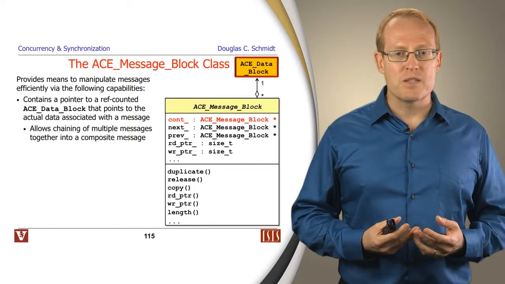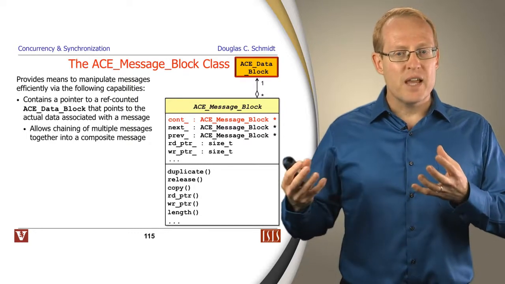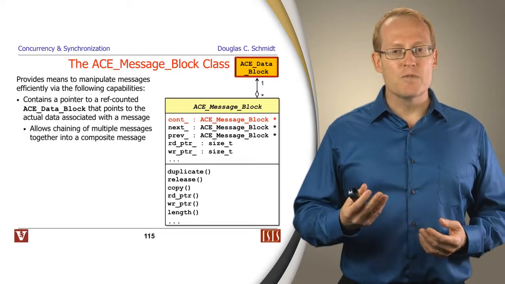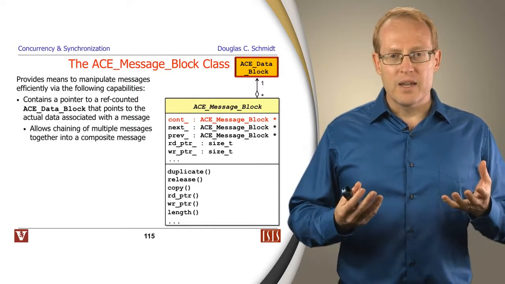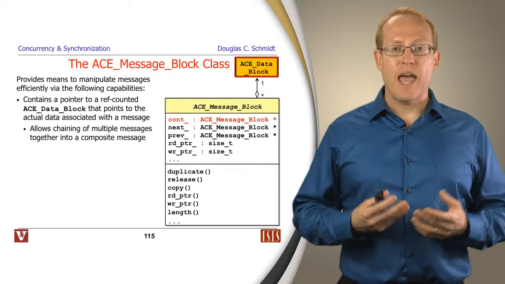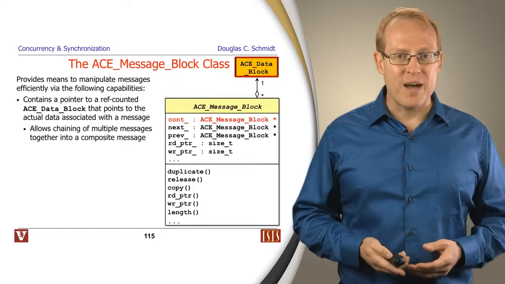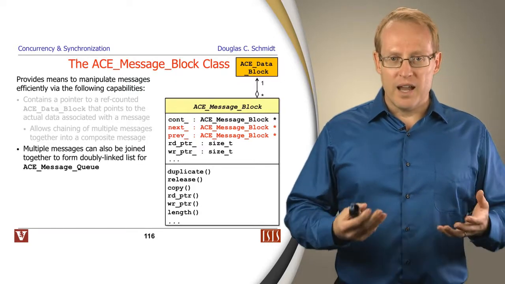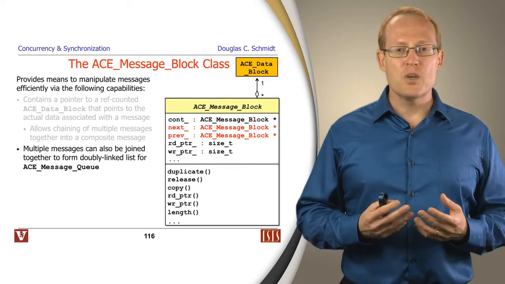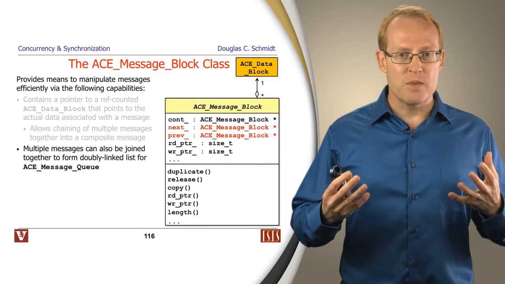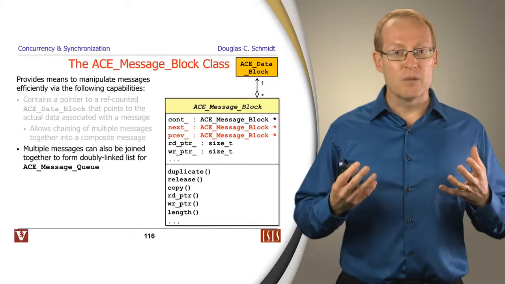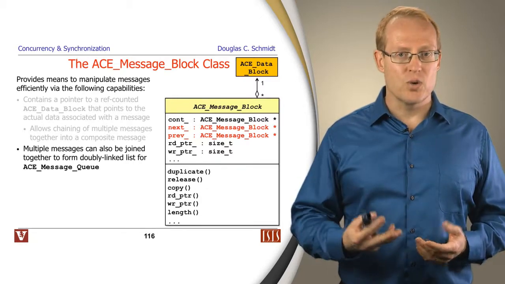Another thing you can do with an ACE message block is chain together a sequence of ACE message blocks to form some kind of composite message, which can be useful in situations where you're dealing with a lot of network protocol messages, where you have to add headers and trailers to them. And you want to be able to do this again without having to copy the messages repeatedly. It's also got next and previous pointers, so you can chain together groups of ACE message blocks, which themselves may be composite messages, to provide a doubly linked list that we'll use for the ACE message queue that we'll talk about in just a moment.